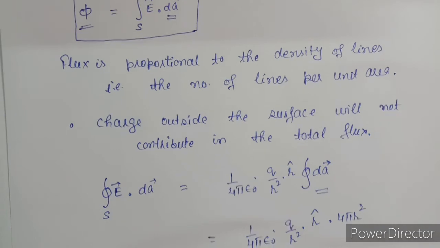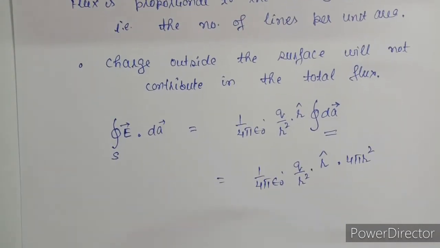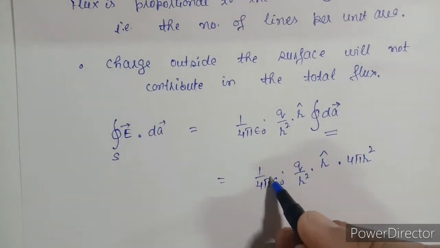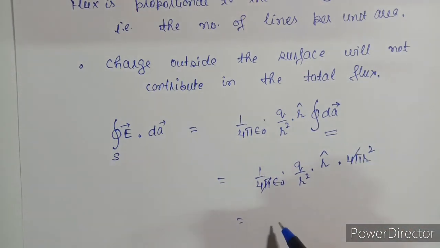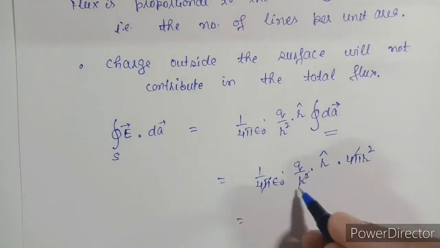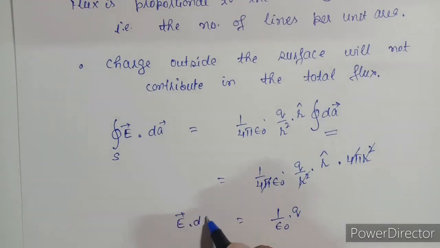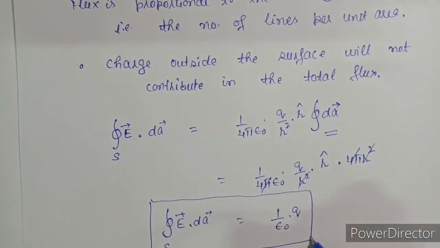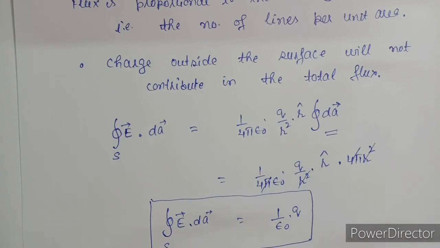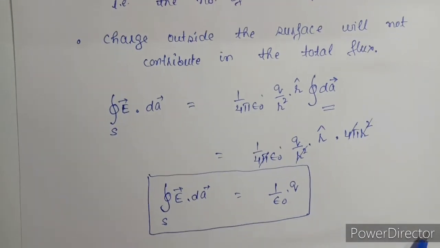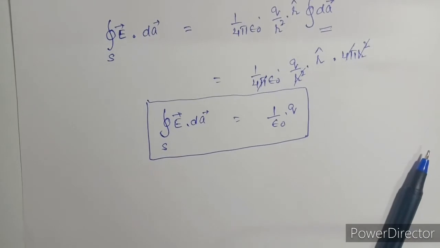So here 4 pi is cancelled with 4 pi, and R square is cancelled with R square, so we can write 1 over epsilon naught times Q. That is, E dot dA over the closed surface is equal to 1 over epsilon naught times the charge. This is the case when we have a single charge.